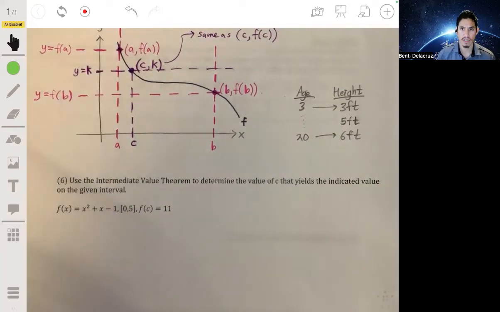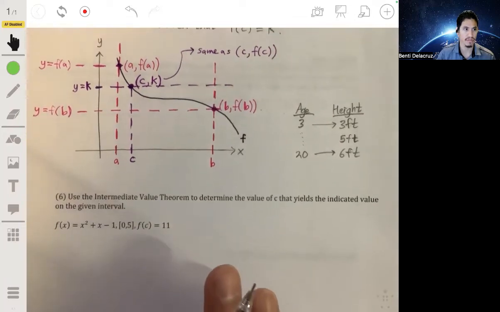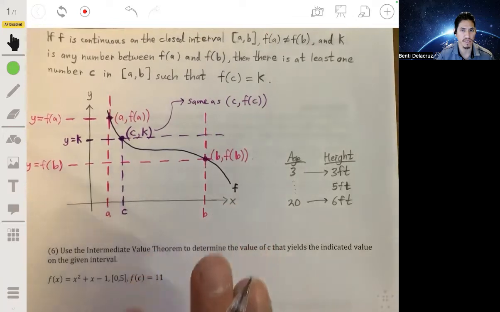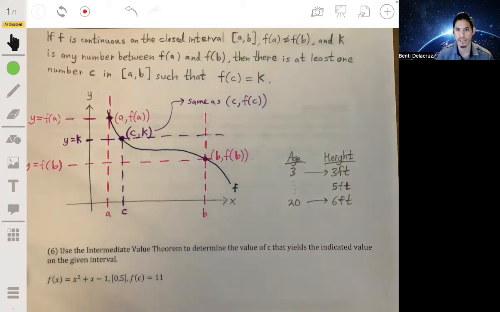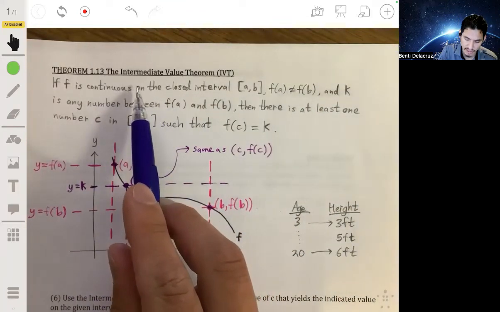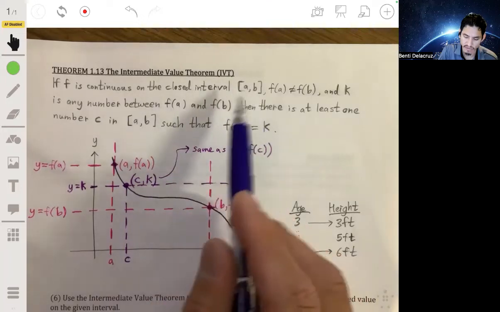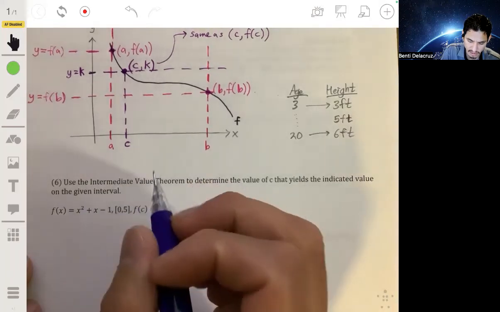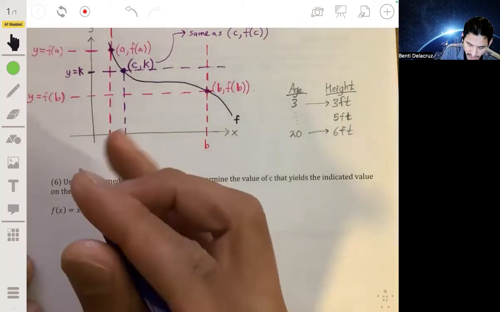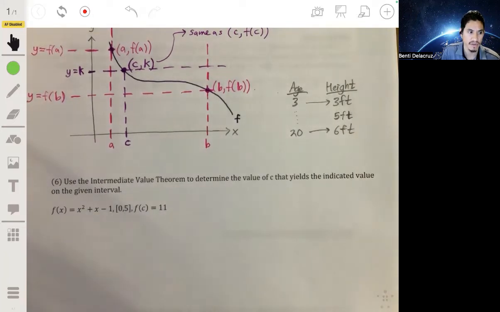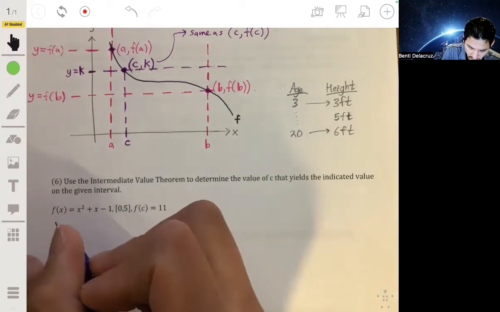Now, when you're working with these types of problems, it's really important that you check the conditions and show that you check the conditions, especially on your AP exam, because they'll take away points if you don't. So the conditions we really want to make sure we check are that it's continuous and that f of a and f of b are not equal to each other. So it's the continuity condition. We can say it's continuous because this is a polynomial, and polynomials are continuous on given intervals.